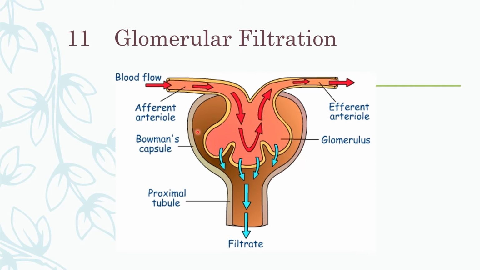Okay. So movement of materials under pressure from the blood into the glomerular capsule is known as filtration. The fluid that enters the glomerular capsule is known as glomerular filtrate. So again, we're moving a significant amount of fluid from here into here, and that's going to help us to establish that first step in producing urine.